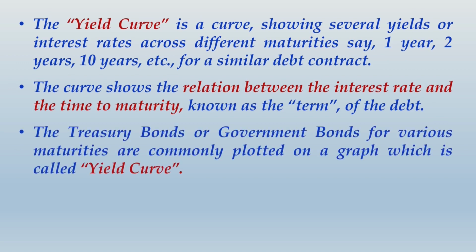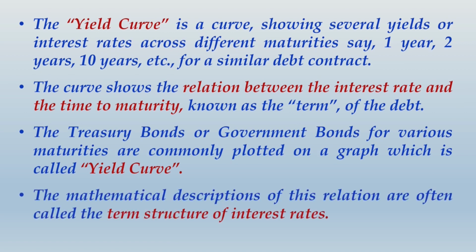The treasury bonds or government bonds for various maturities are commonly plotted on a graph which is called yield curve, and the mathematical description of this relation is often called the term structure of interest rates. Alright friends, after writing down these important points, let us move ahead and take some calculative examples where we can connect the concept of yield curve with the forward rates. Very, very important. So pay attention to this example.